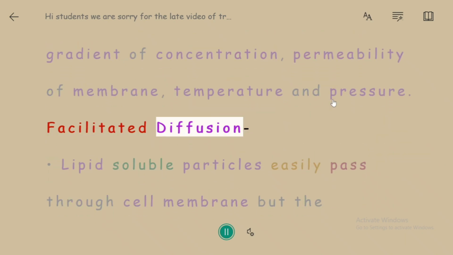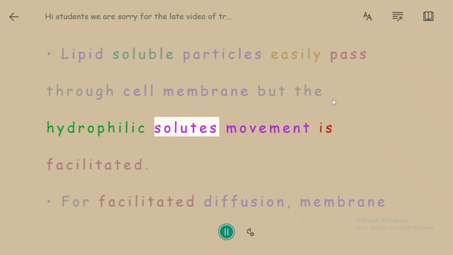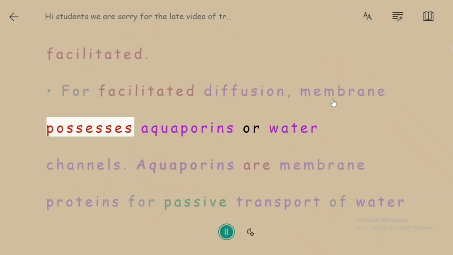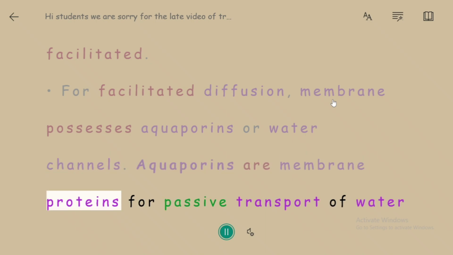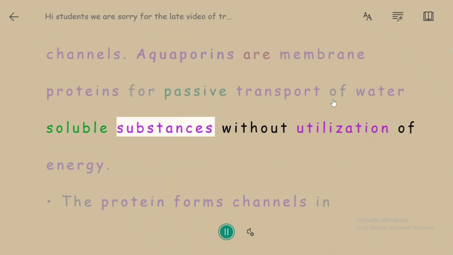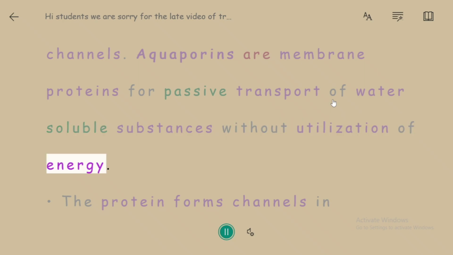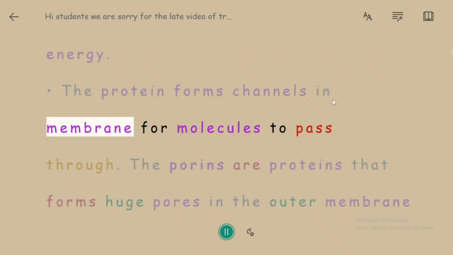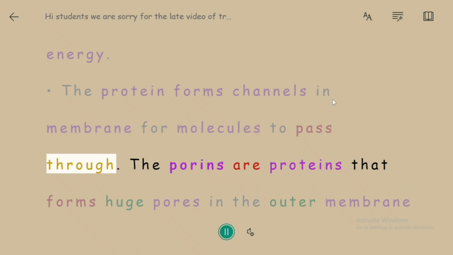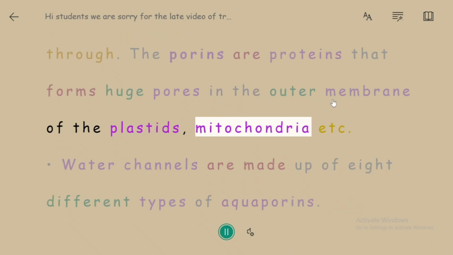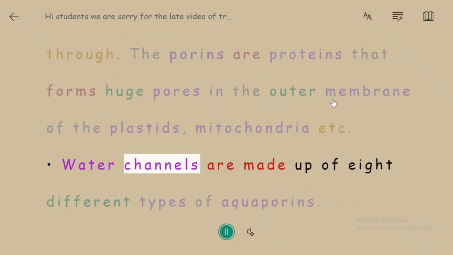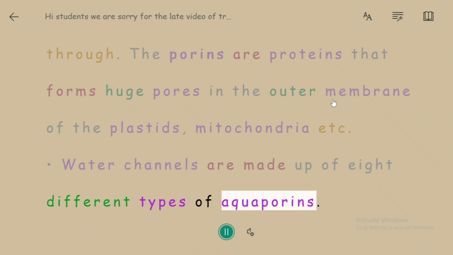Facilitated diffusion. Lipid-soluble particles easily pass through the cell membrane, but the movement of hydrophilic solutes is facilitated. For facilitated diffusion, the membrane possesses aquaporins or water channels. Aquaporins are membrane proteins for passive transport of water-soluble substances without utilization of energy. The protein forms channels in the membrane for molecules to pass through. The porins are proteins that form huge pores in the outer membrane of the plastids, mitochondria etc. Water channels are made up of 8 different types of aquaporins.